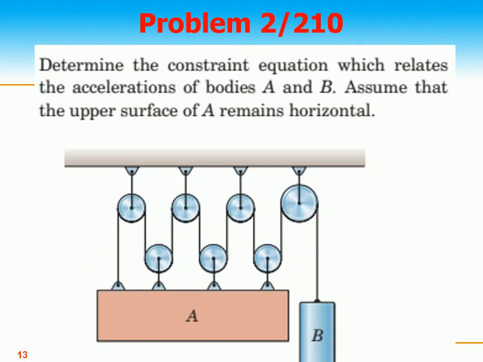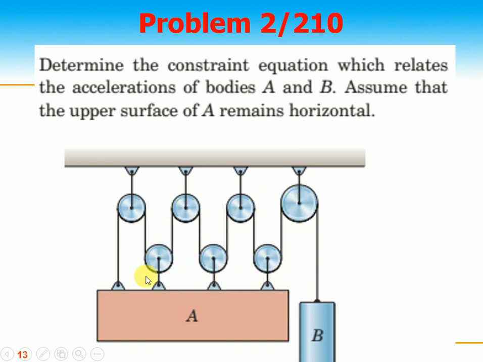Let's see the next problem. Determine the constraint, problem 2-10. Determine the constraint equation which relates the accelerations of bodies A and B. Assume that the upper surface of A remains horizontal. This surface is not fixed. And then, if you see here, there is only one rope. This passes over here, here.